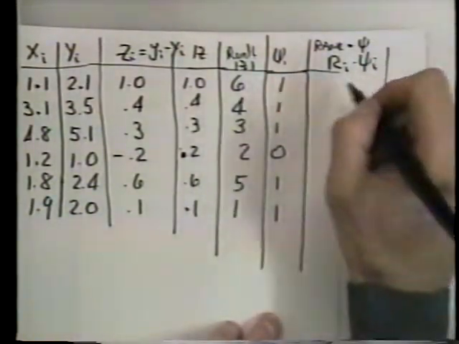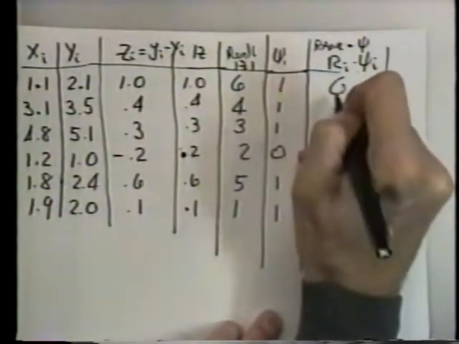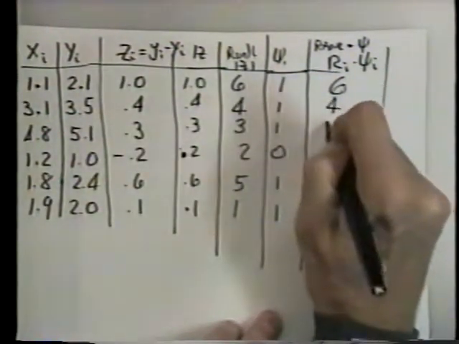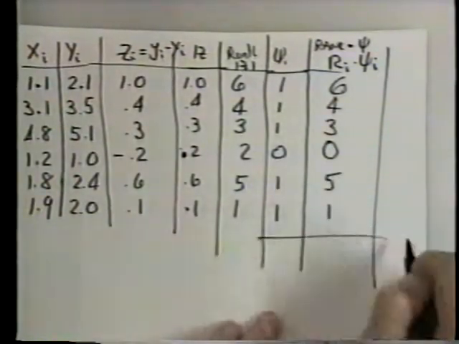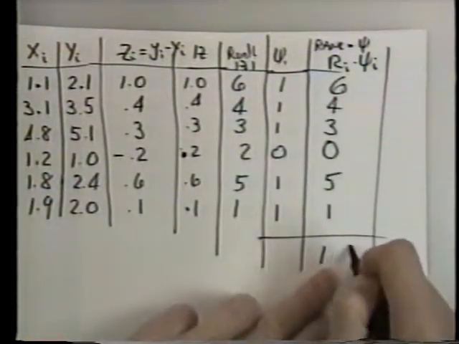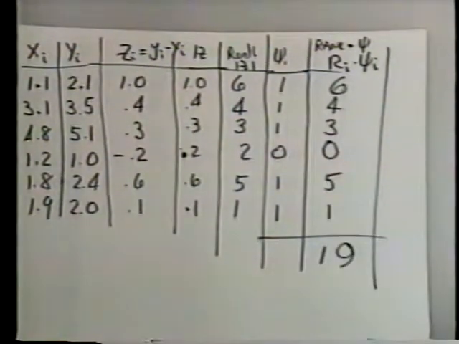But OK, so now if I multiply these together, 6 times 1 is 6, 4, 3, 0, 5, 1. And I take the sum of all these, I get 19 if I did this correctly. 10, 13, 18, 19. OK.